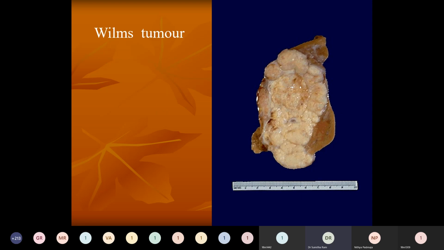Okay. Now, grossly, Wilms tumors are seen as a fleshy mass. The children will present with an enlarged abdominal swelling, which may cross over the midline of the abdomen, and they will present as a large swelling in the abdominal region. Grossly these are seen as well circumscribed lesions, which are mostly fleshy. There is not much hemorrhage and necrosis, but there may be some.